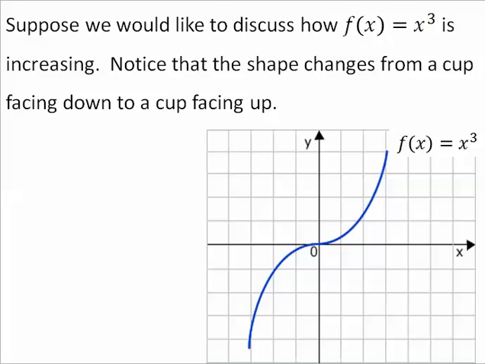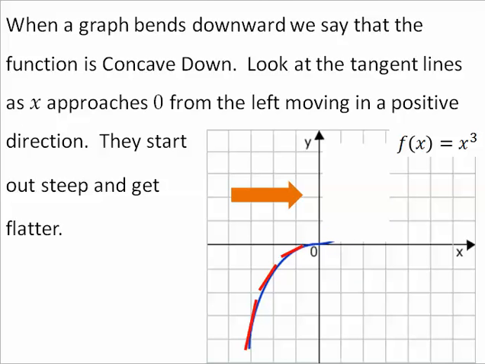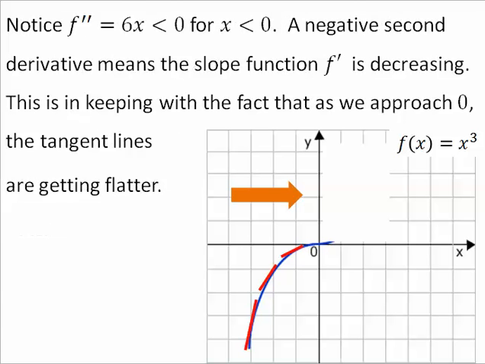Suppose we would like to discuss how the function is increasing. Notice that the shape changes from a cup facing down to a cup facing up. When a graph bends downward, we say that the function is concave down. Look at the tangent lines as x approaches 0 from the left, moving in a positive direction. So that's moving left to right. The tangent lines start out steep and get flatter.